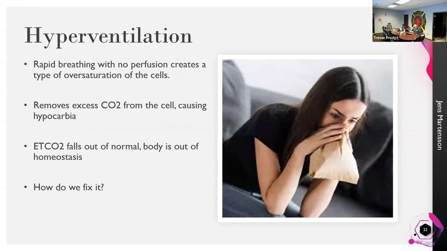Basically, every single one of her cells takes in a lot of oxygen and knocks all the CO2 off. She goes into an alkalotic state. So that causes hypocarbia. That's why she gets the carpopedal spasms. That's why everything starts to lock up on her. That's why she can't process what you're saying.